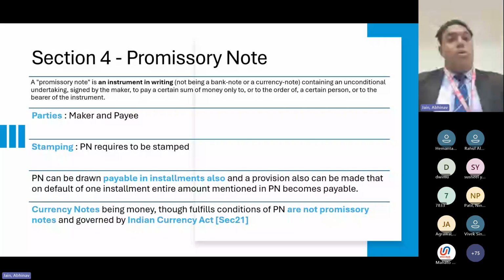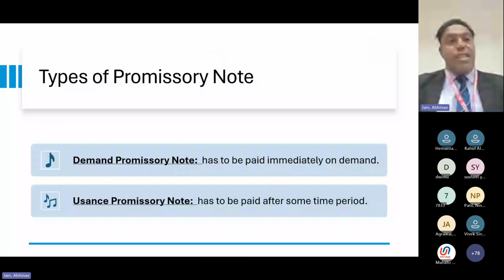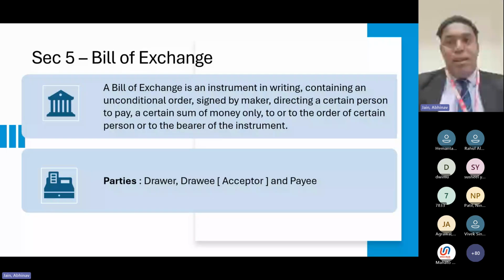Let us move to the next important section of the NI Act, that is bill of exchange. It is defined under section 5 of the NI Act. The parties involved are drawer, drawee, and payee. Now let us understand the definition of bill of exchange. It is an instrument in writing containing an unconditional order signed by the maker directing a certain person to pay a certain sum of money only, or to the order of a certain person or to the bearer of the instrument.